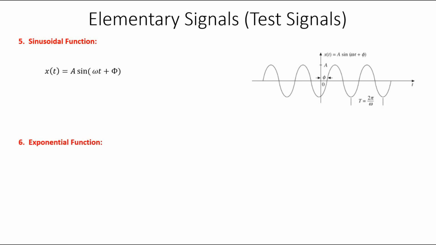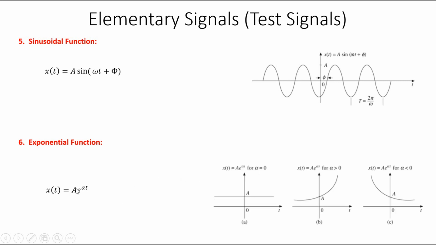Next one is the exponential function. x of t is equal to a e raised to alpha t. So t is the variable, a and alpha are constants. For plotting we have to select alpha. If alpha is 0, it will be a constant, a e raised to 0 is a itself, constant value a. If alpha is positive, greater than 0, it will be a growing exponential. And if alpha is negative, less than 0, it will be a decaying exponential. So these all are the elementary signals.